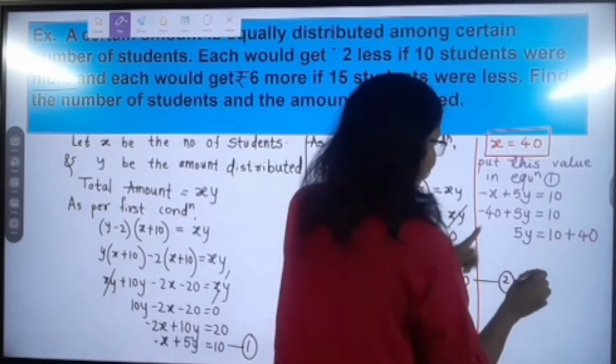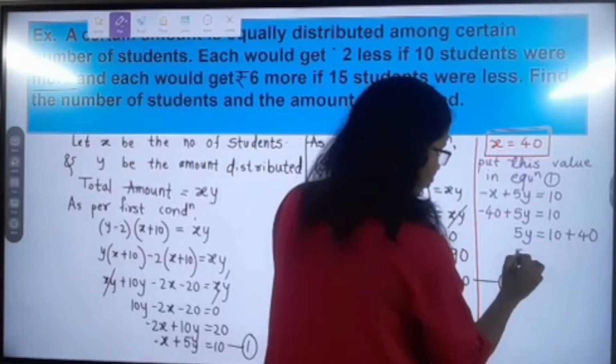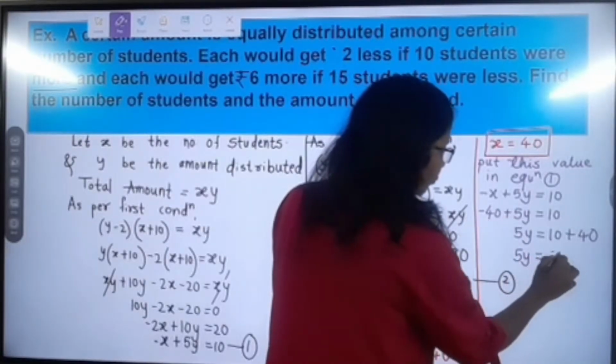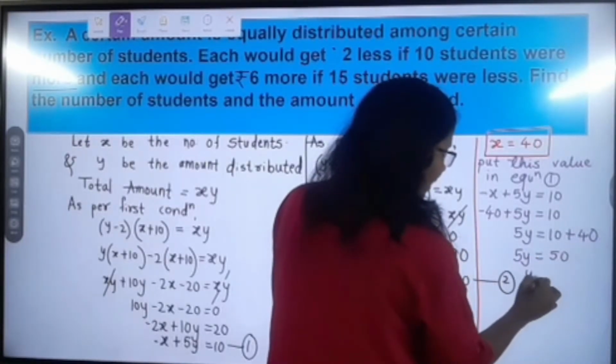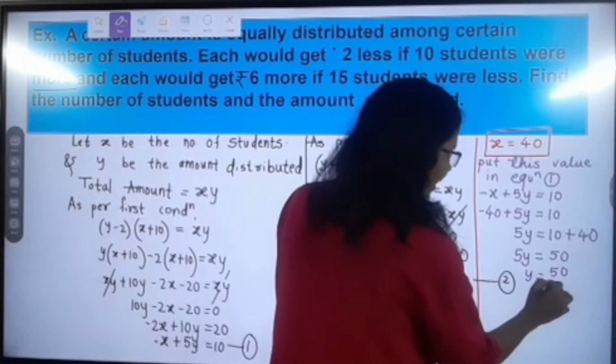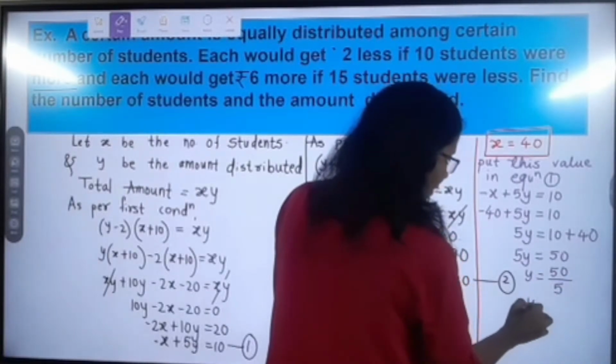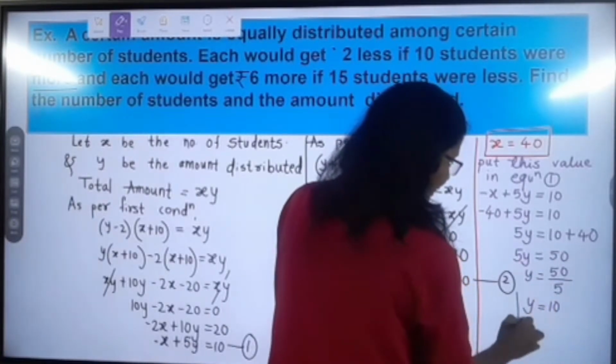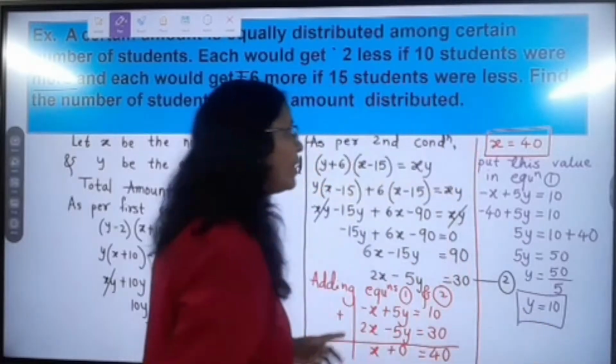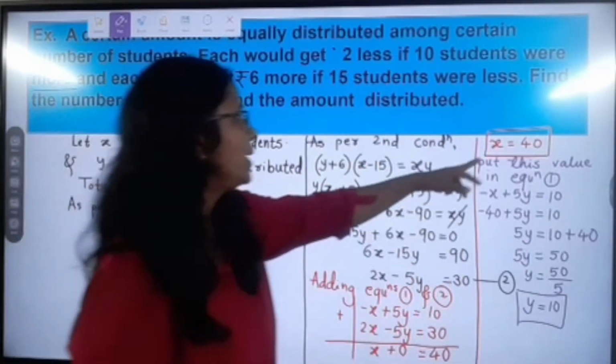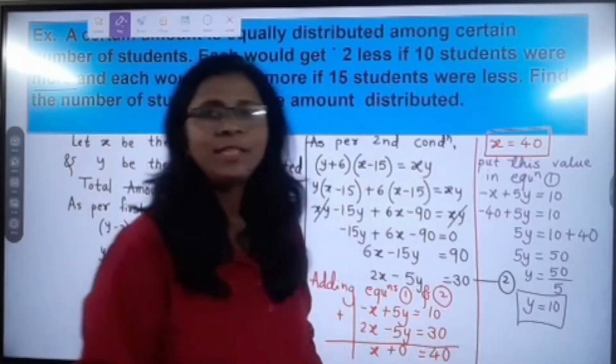So we shift that minus 40. So 5y is equal to 50. So y is equal to 50 divided by 5. So y is equal to 10. 5 tens are 50. So here we have both the values, students: x is equal to 40 and y is equal to 10.